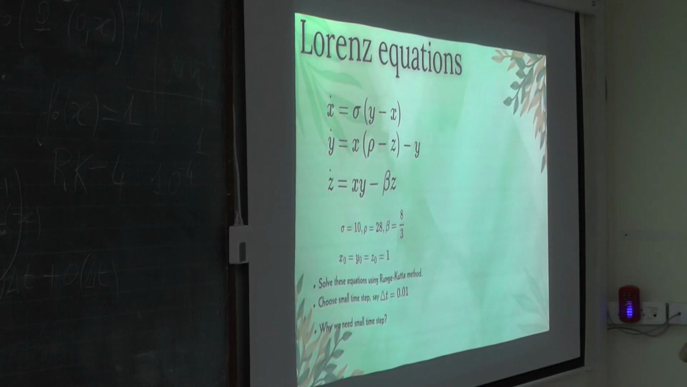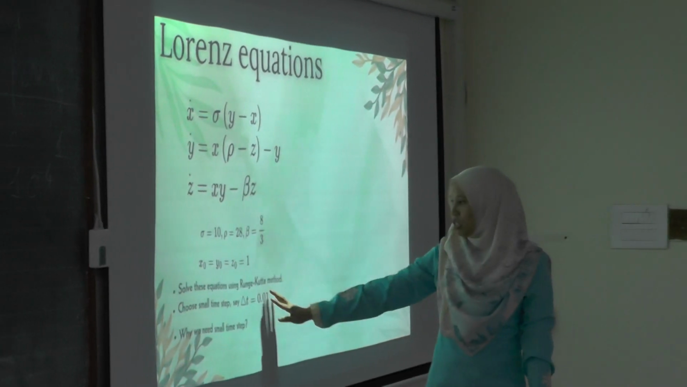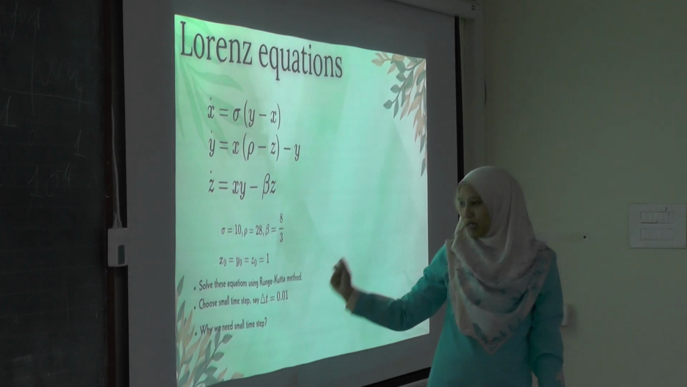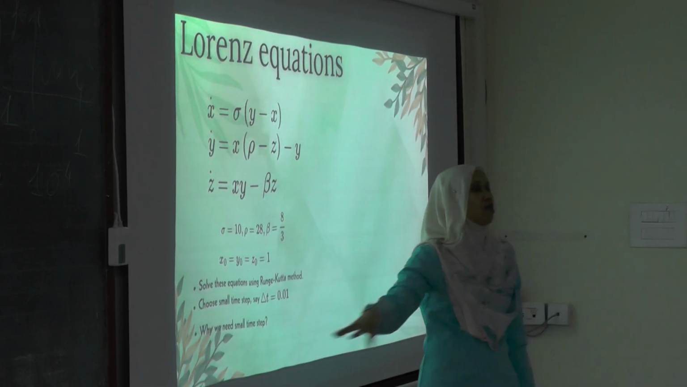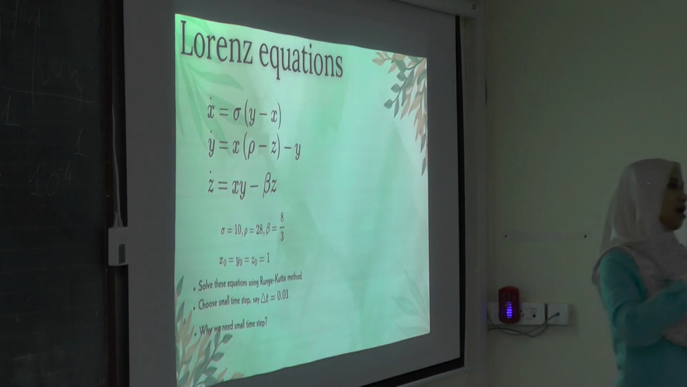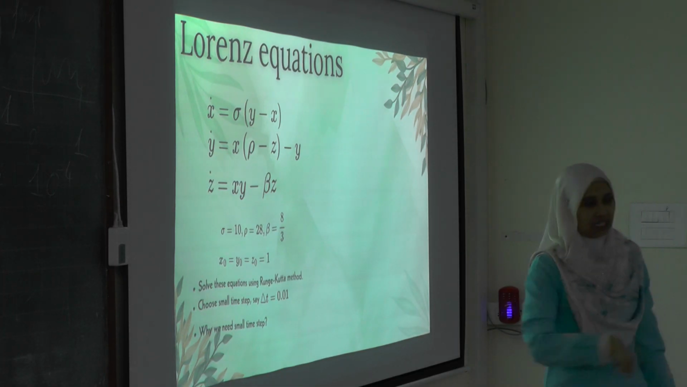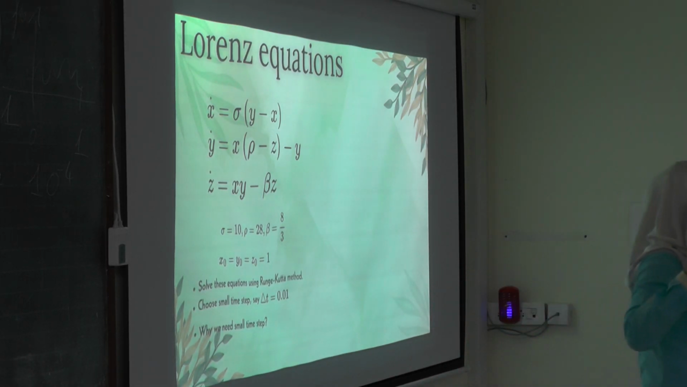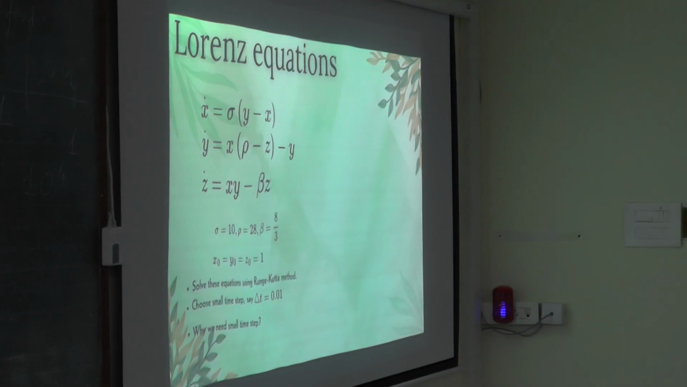Okay? So now we want to solve this system using Runge-Kutta, and I will choose the time step to be 0.01. And I already mentioned why we need a small time step. Why do we need the small time step? Smaller is better. I already mentioned it in the previous lecture. So why do we need a small time step? Better approximation. Yes, better approximation. Accuracy is also very good.